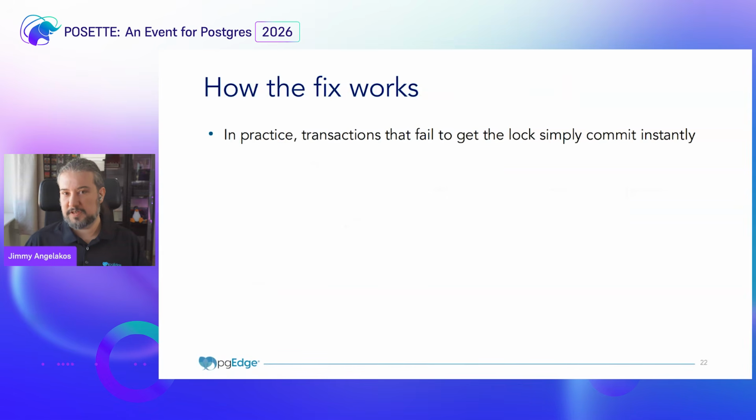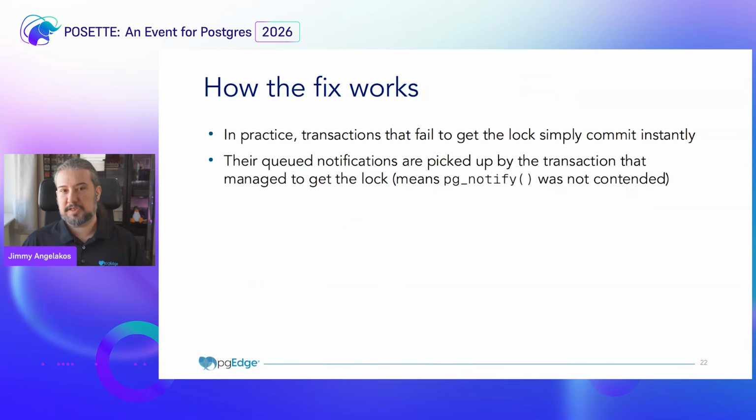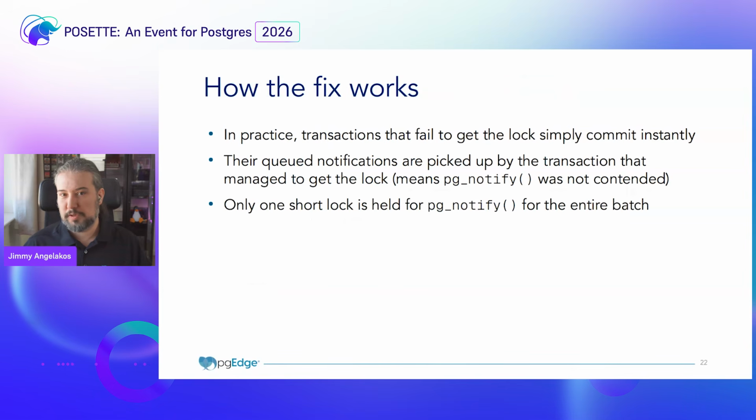In practice, the transactions that fail to obtain the lock instantaneously simply commit. The queued notifications are picked up by a transaction in the future that managed to get the lock. This means that PG notify, as a consequence, was not contended, because there's only one sender at any moment in time. So there's only one short lock held for PG notify for the entire batch.